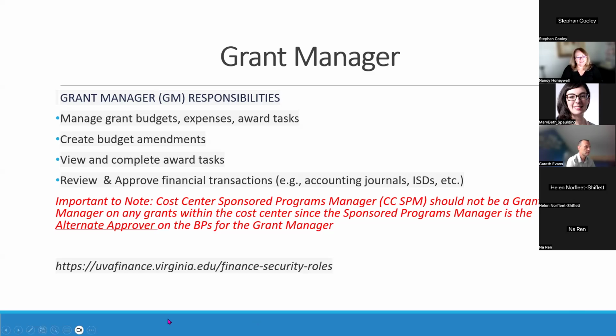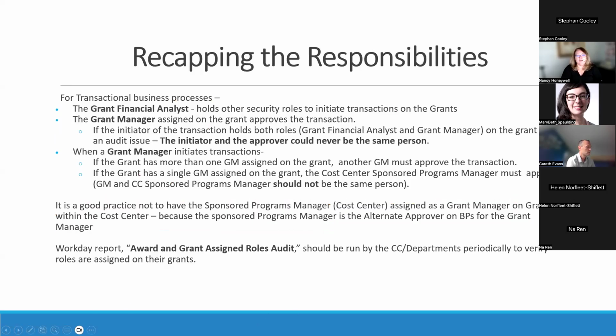Next slide. Yep. Okay, so this is my part. Recapping on the responsibilities, which I wanted to go over because as a support person, I receive a lot of unassigned tasks that I have to reassign. And in order to do that, we have to actually research, open up the transaction source. We have to open up the grant. We have to try to figure out on the cost center, who is the sponsored programs manager?